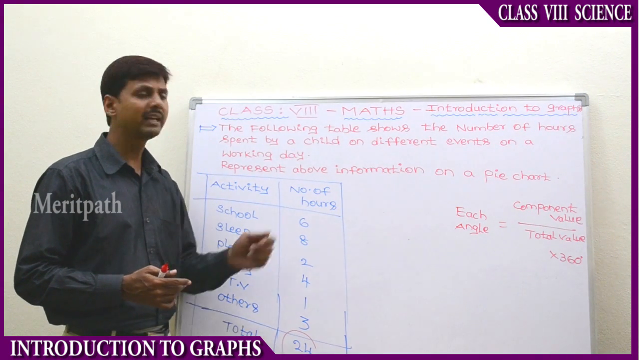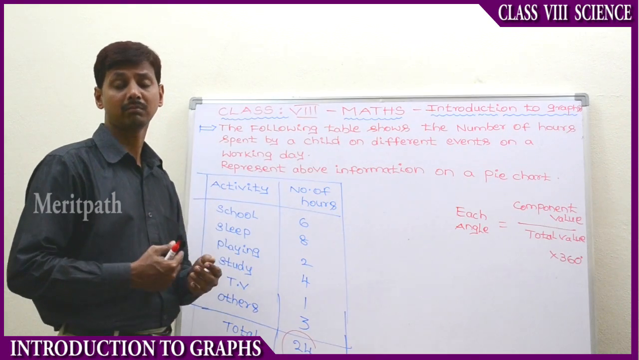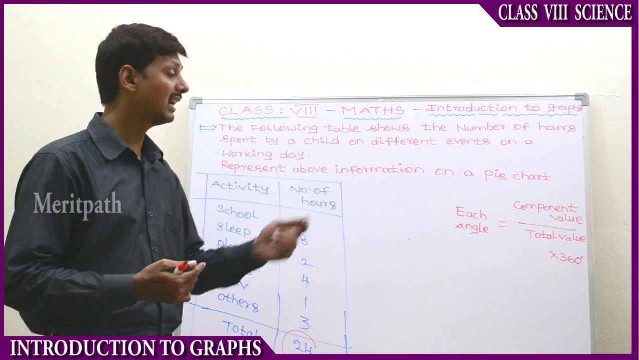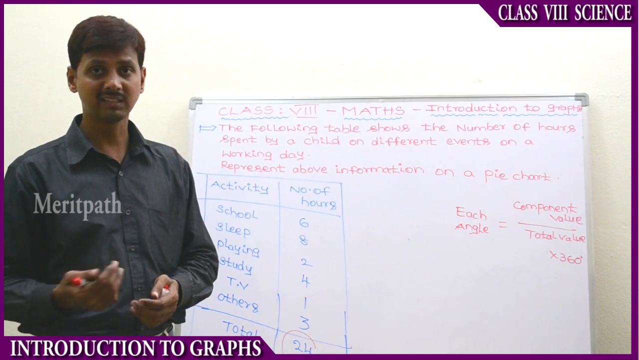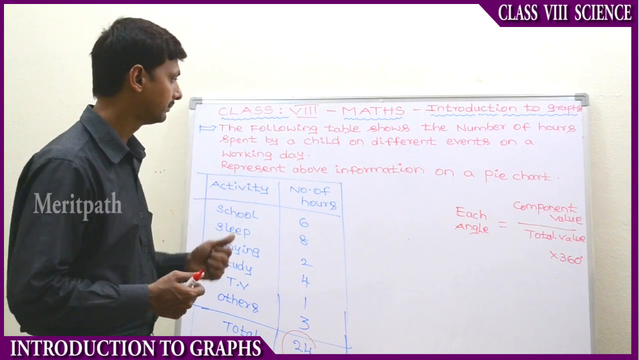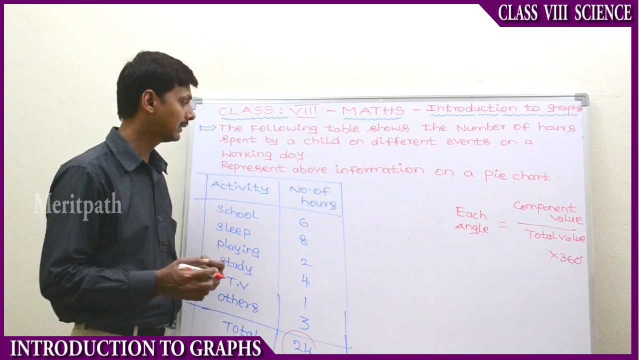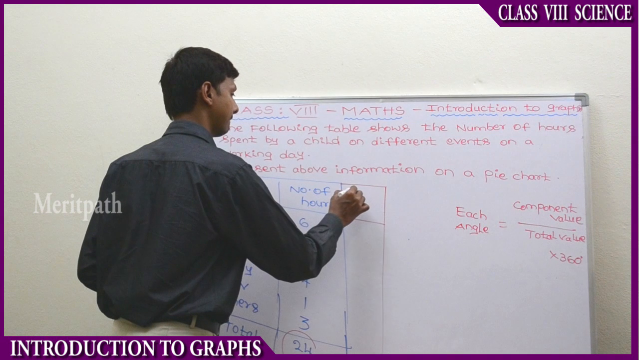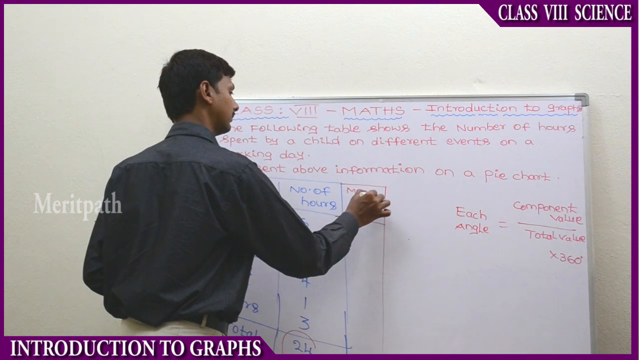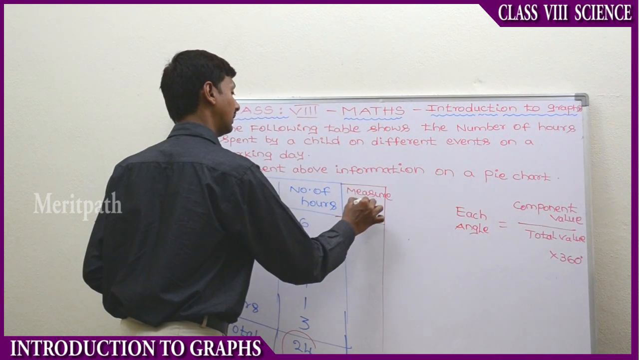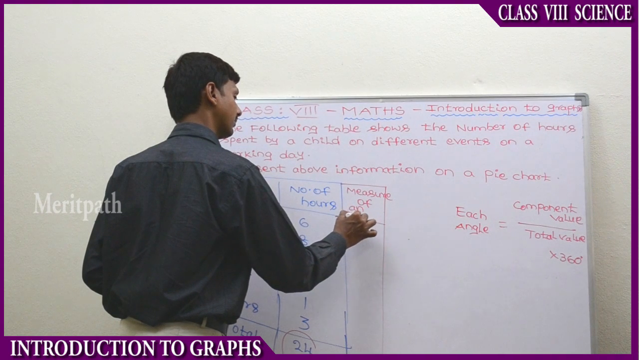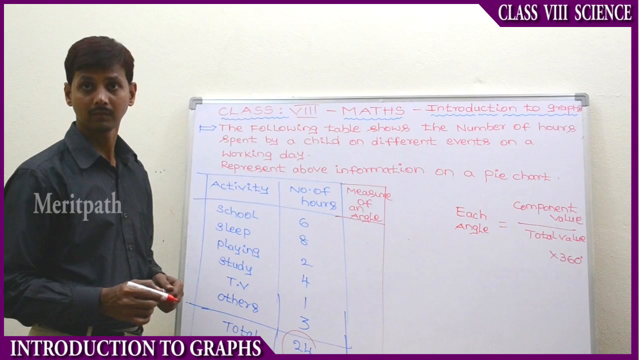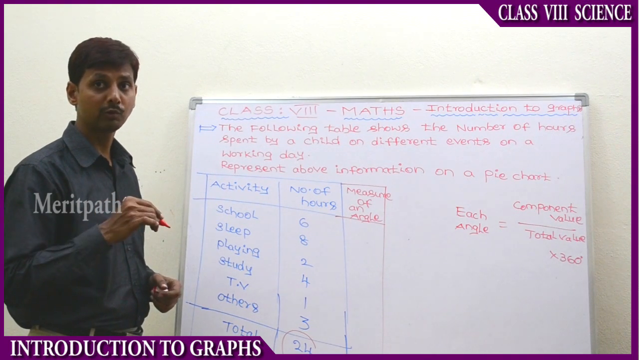Multiply by 360 because we are drawing a pie chart, we are drawing a circle. So that's the reason we have taken into 360. To find out the measure of each angle, let us use the formula: component value by total value into 360.